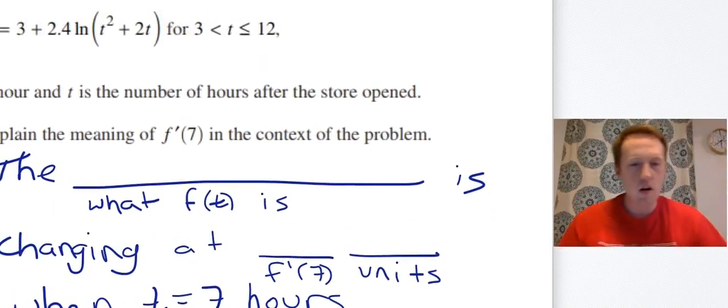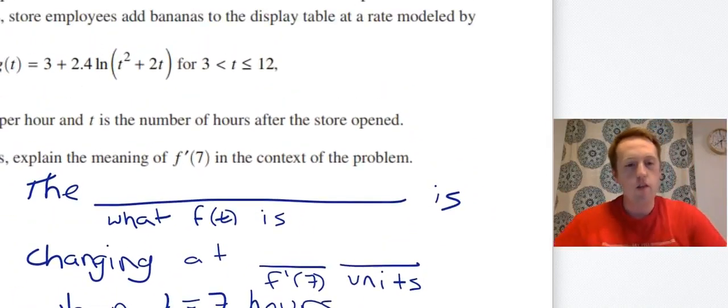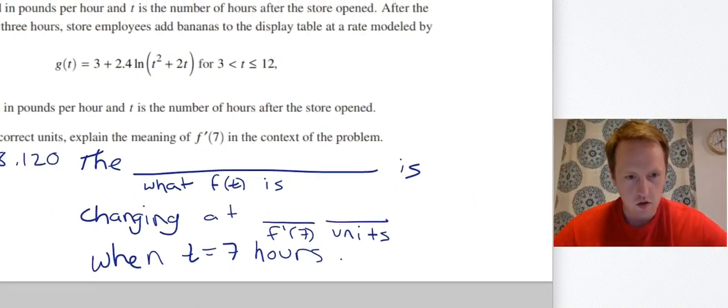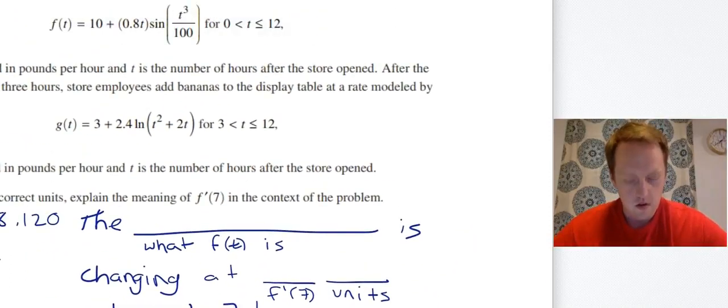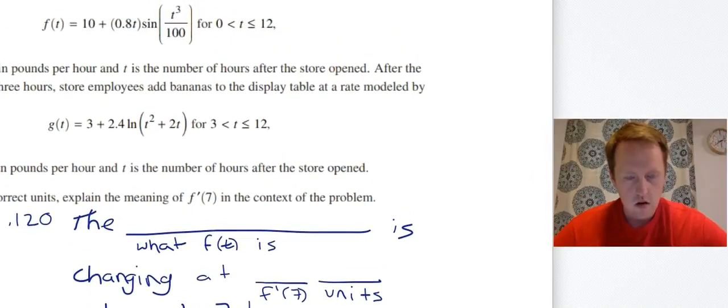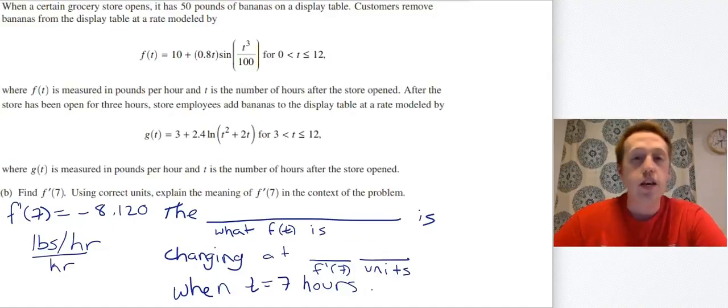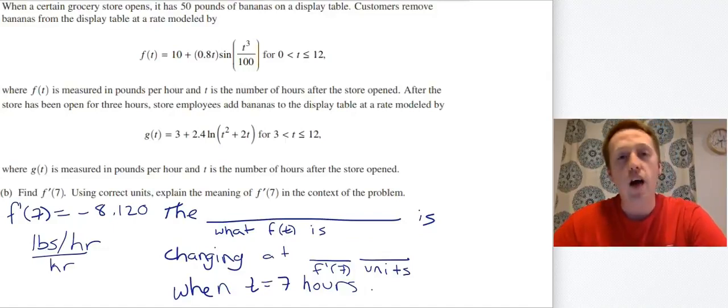So when we're explaining our derivative, we need to be very careful. We need to talk about the original function itself. We need to actually talk about what the function is, because the derivative is talking about how the function is changing. So we need to say what the function itself is.